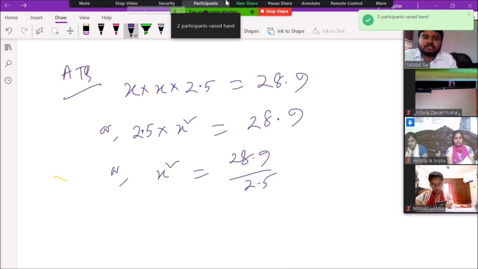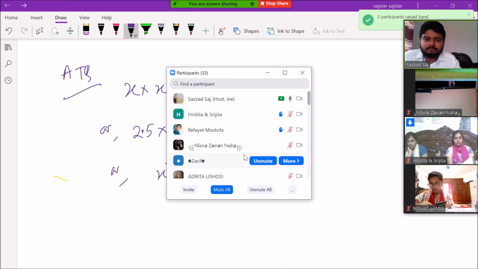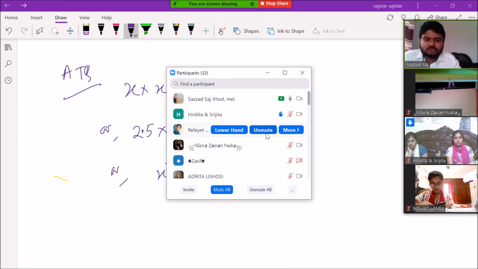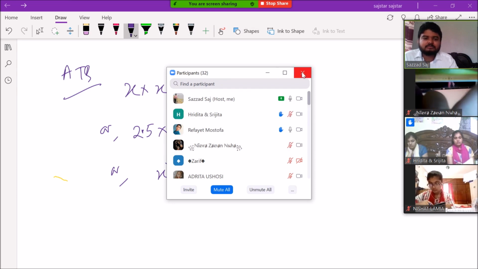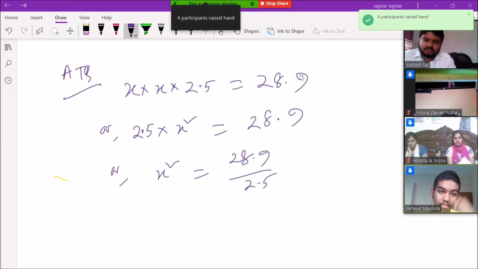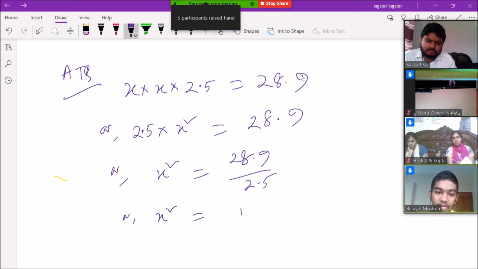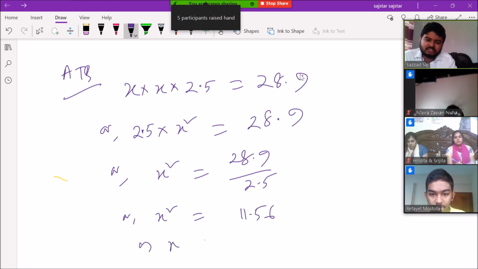I see two participants already raised hand. Rifat, Mustafa, yes sir, the value of x is 3.4. And what is the value of x square? Sir, the value of x square is 11.56. Okay, thank you. I see many students already raised hands, so thank you.